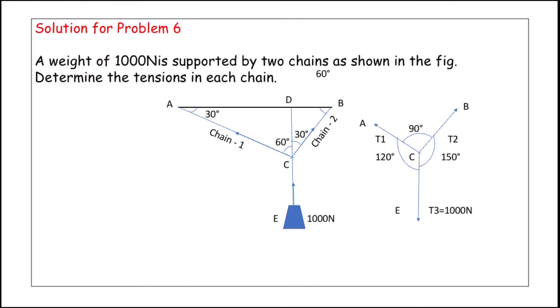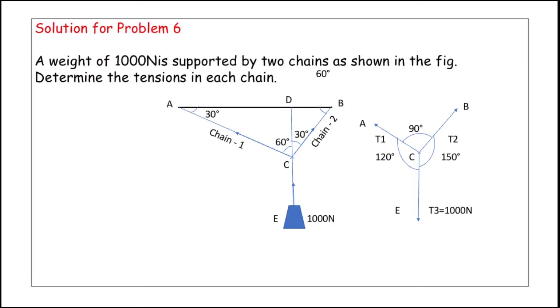So in the space diagram there is AB, it is a wall, and from the wall, AC is chain 1 and BC is chain 2. Chain 1 is at 30 degrees and chain 2 is at 60 degrees, and here at C, CE is a third chain. It is loaded by a weight of 1000 Newton.